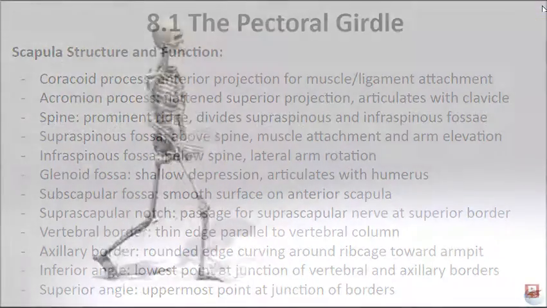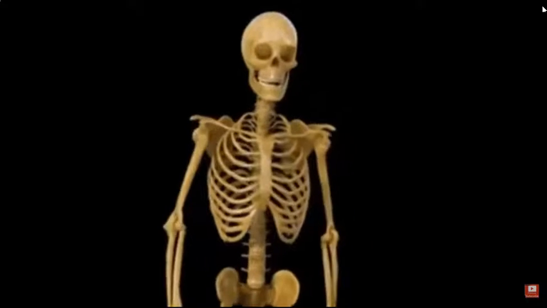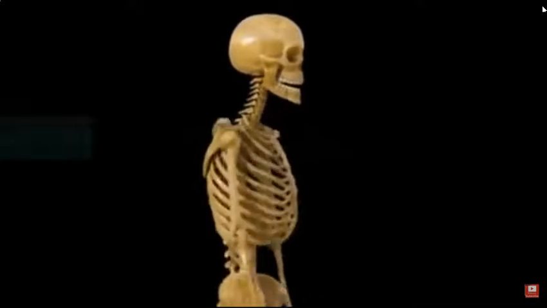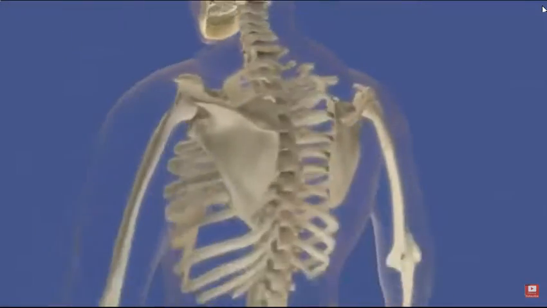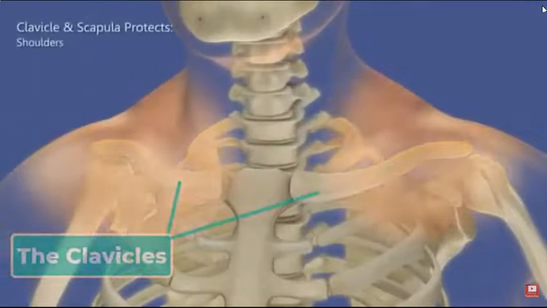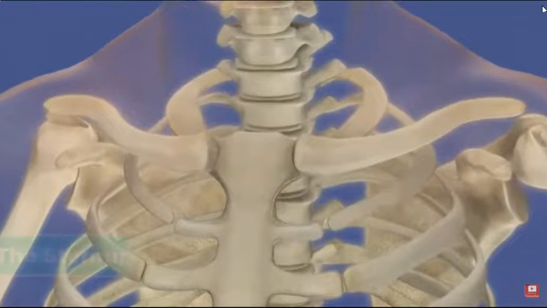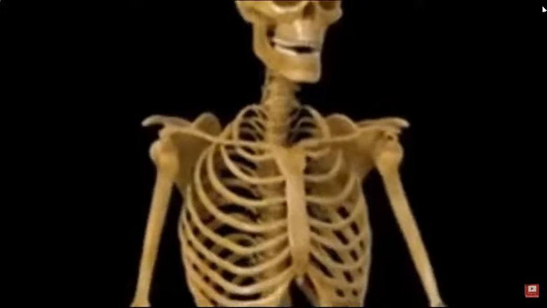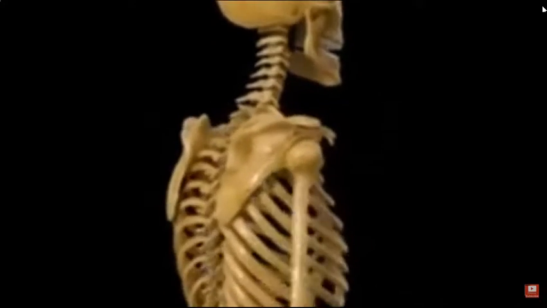The appendicular skeleton includes all of the limb bones, plus the bones that unite each limb with the axial skeleton. The bones that attach each upper limb to the axial skeleton form the pectoral girdle. This consists of two bones, the scapula and the clavicle. The clavicle, or collarbone, is an S-shaped bone located on the anterior side of the shoulder. It is attached on its medial end to the sternum of the thoracic cage. The lateral end of the clavicle articulates or joins with the scapula just above the shoulder joint.